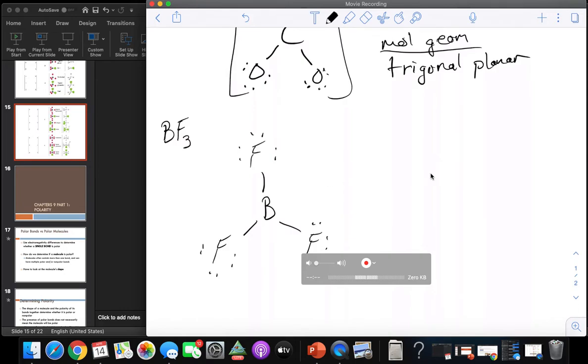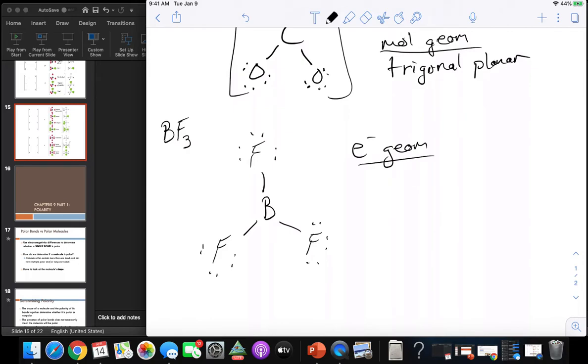So geometry-wise, electron geometry should look exactly like what we saw last time. There's 3 things around the boron, which means this thing should be trigonal planar again. And in addition, again, there's no lone pairs on the boron, so our molecular geometry is also trigonal planar.